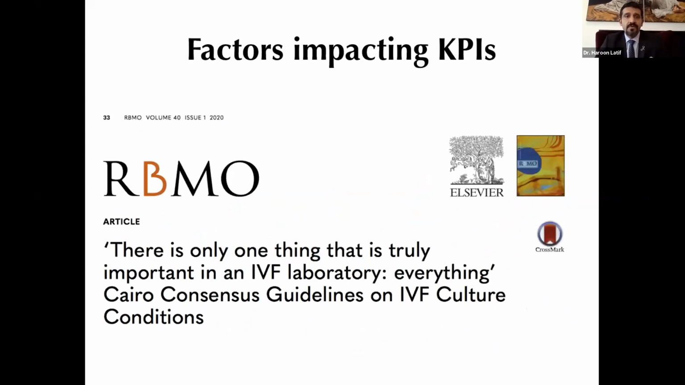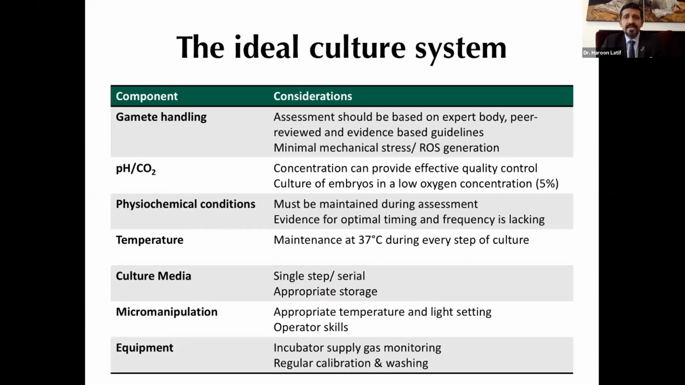So what are the factors that impact these key performance indicators? An excellent publication came out recently in January 2020 in RBM Online. It's called the Cairo Consensus Guidelines on IVF Culture Conditions. And I love the statement. It says there is only one thing that is truly important in an IVF lab: everything. As I mentioned in the beginning, there are so many variables to it. So even if one part of the puzzle is missing or lagging, you're not going to get your desired results. So looking at the Cairo Consensus, look at the ideal culture system. Again, a lot of components are involved to produce those beautiful looking hatching blastocysts. Some of the components I've highlighted over here, such as the gamete handling, are obviously extremely important.